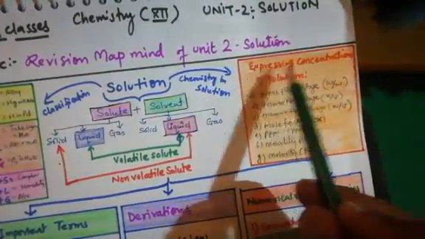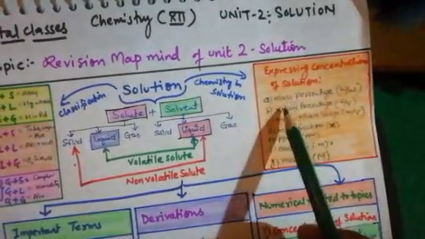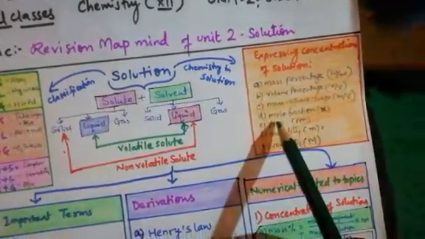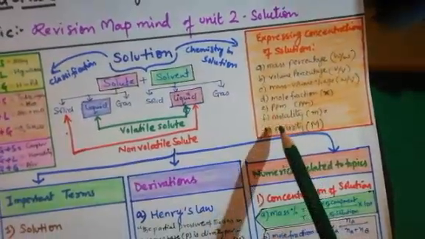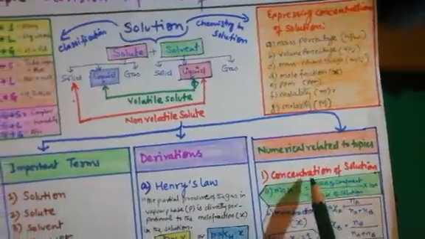After this, we have done chemistry in solution, which you have also done in class 11, that is expressing concentration of solution. Concentration of solution is expressed as mass percentage, volume percentage, mass-volume percentage, mole fraction, parts per million, molarity and molality. We will do these in numericals here also.